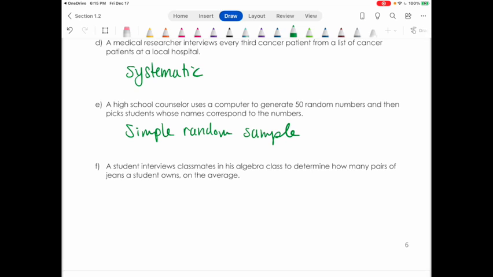Okay, last example, or last part in this example: a student interviews classmates in his algebra class to determine how many pairs of jeans a student owns on the average. This is definitely convenient because the student only picks people from his high school algebra class in order to figure out how many pairs of jeans a student owns.